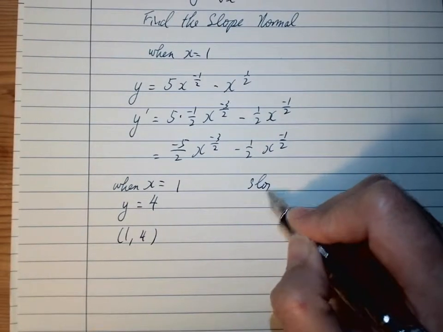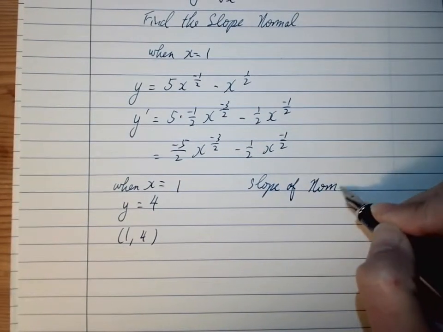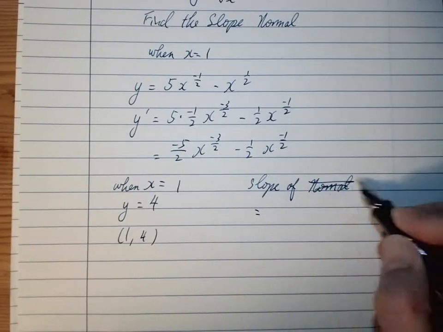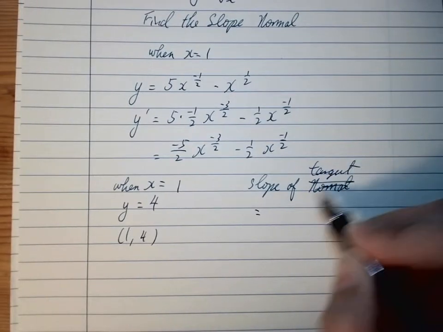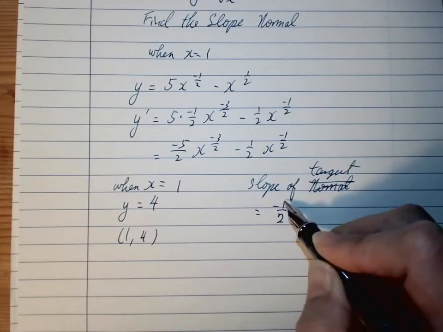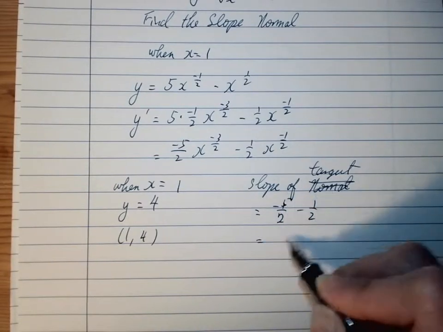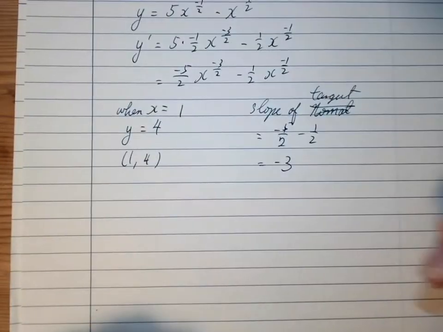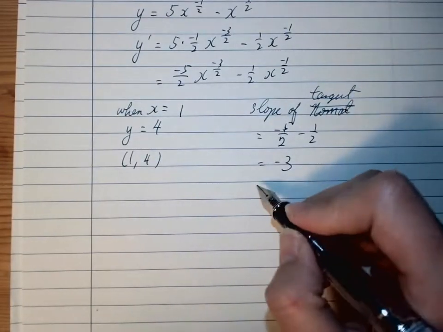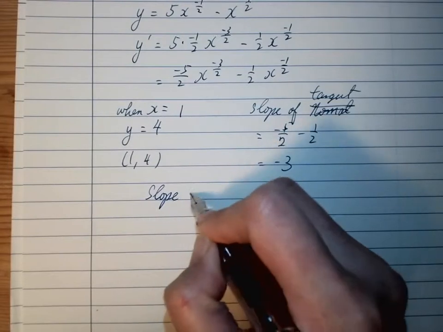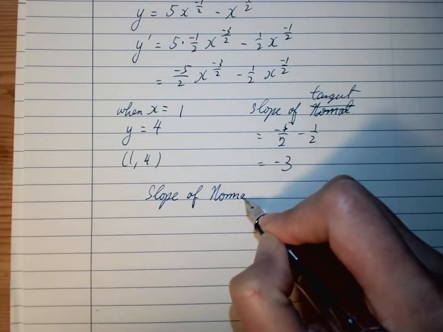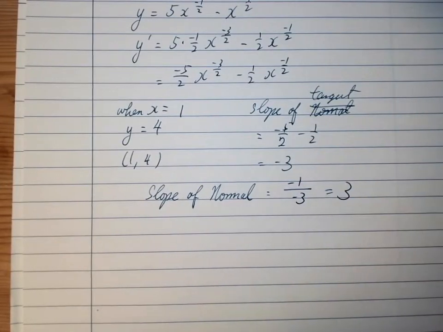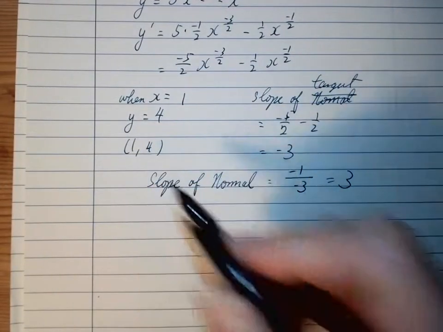And the slope, with x equals 1 substituted, let's find the slope of tangent first. So it becomes negative 5 over 2 minus 1 over 2, which becomes negative 3. Now we got our point, we got our slope. However, this is the slope of tangent. I need the slope of normal. So slope of normal will be negative 1 over slope of tangent, which is 1 over 3. Yay! We got our point, we got our slope.